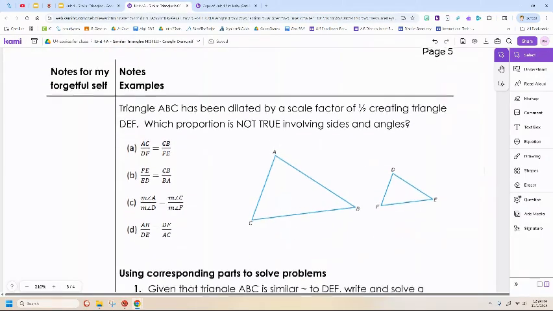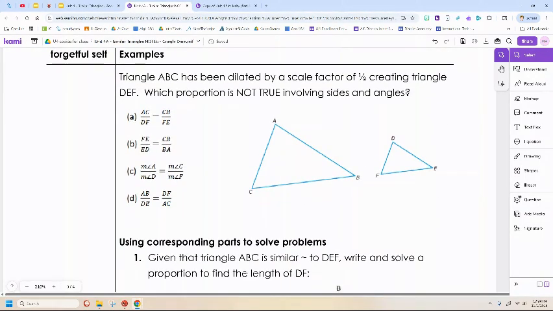Sorry, here we go. So here's the one that I was talking to you about earlier. Multiple choice question. It says triangle ABC has been dilated by a scale factor of 1/2, creating DEF.